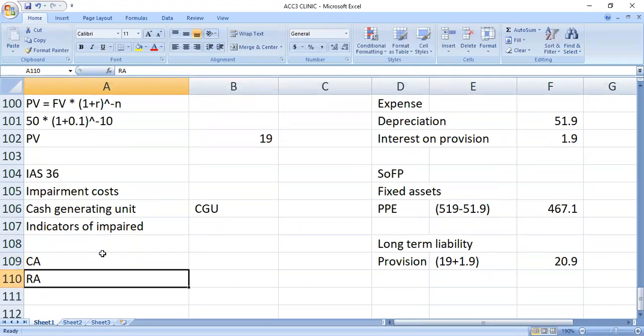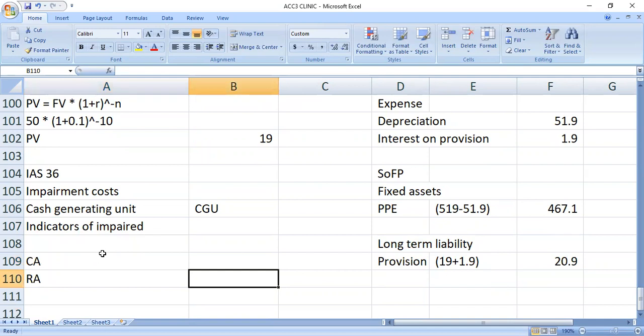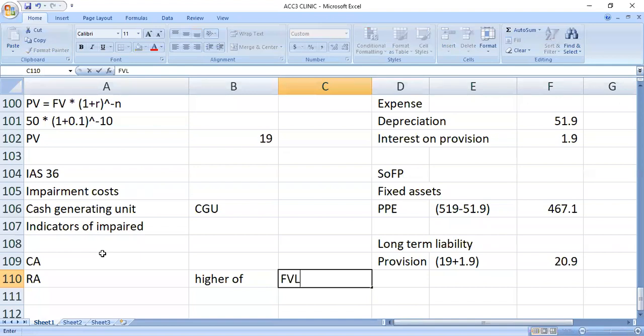For you to get the recoverable amount, you compare two things and get the higher of the two. One is what we call fair value less cost to sell, or you can say cost to dispose. In short, it's the net realizable value, the same thing as the selling price minus the costs you have incurred in selling. What you call cost to sell.